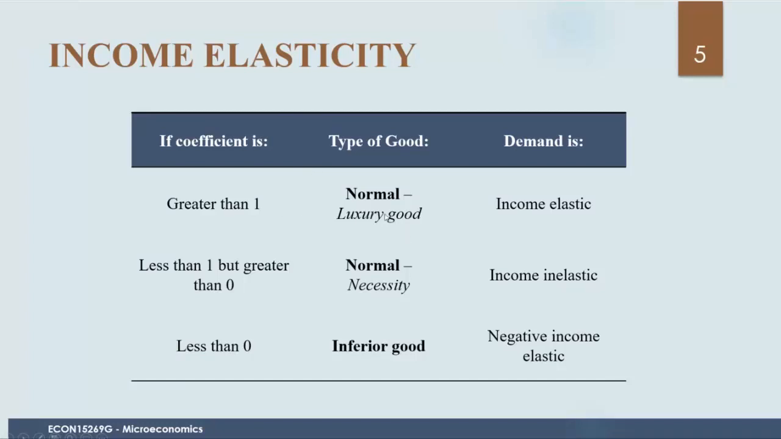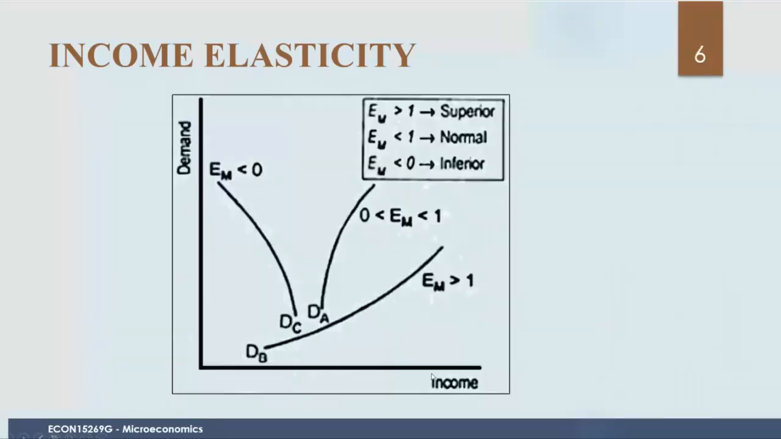But if it's between 0 and 1, then we'll say it's a necessity. Something like bread: if your income doubles, you might buy a little bit more bread, but you're not going to buy that much more. But for a luxury good, the change in how much you would purchase might be a lot more. And again, if it's negative, it's an inferior good.